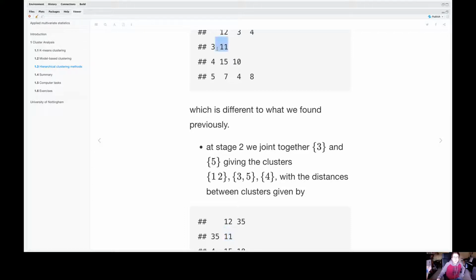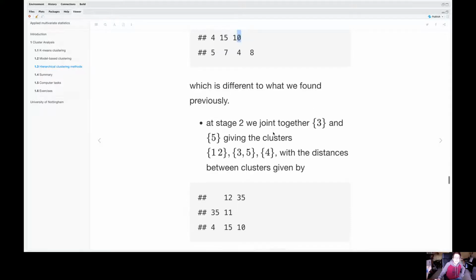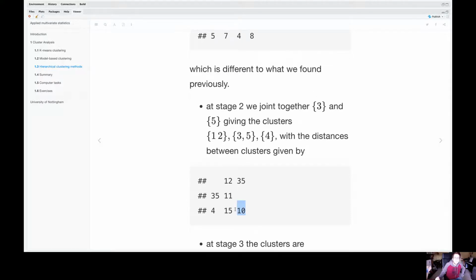What's the distance between 3, 5, and 4? Well, it's the maximum of 10 and 8. So it's going to be 10. Okay. And the distance between 1, 2, and 4 doesn't change, it's still 15.